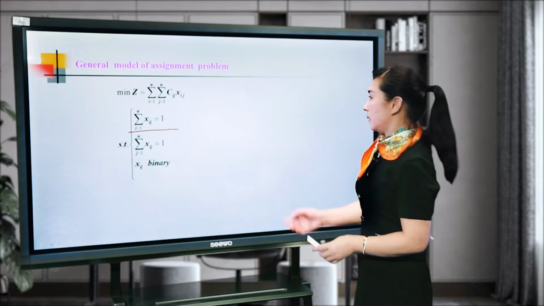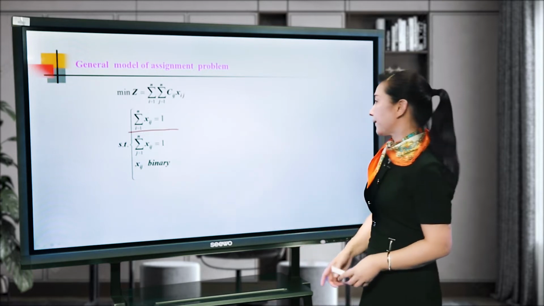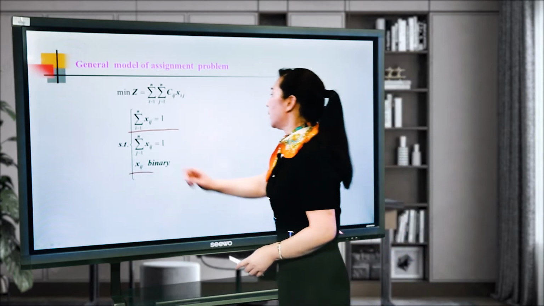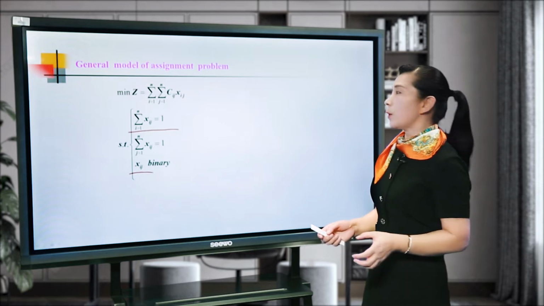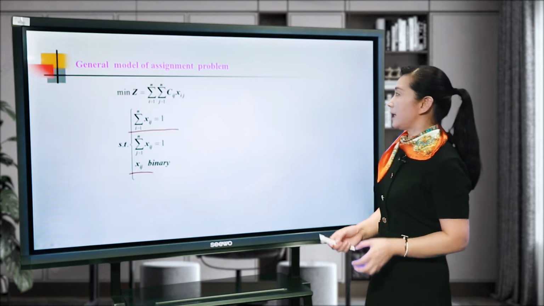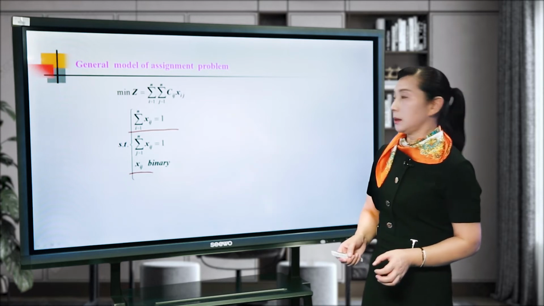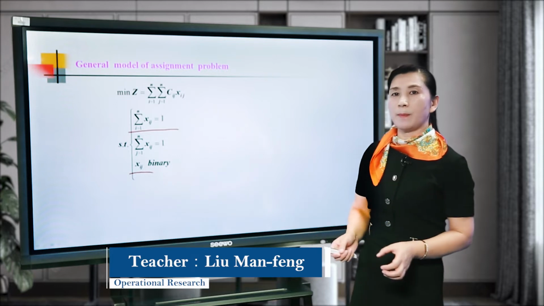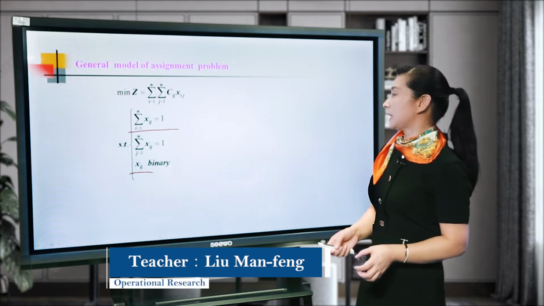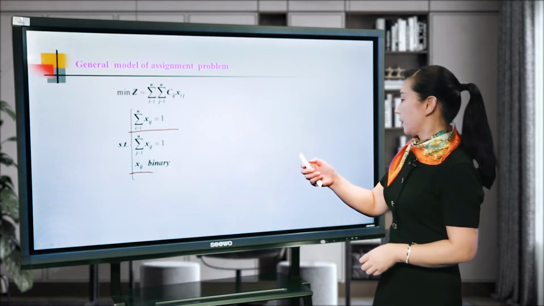This means each task needs only one worker to finish it, and the decision variable Xij is all binary. So this model is a BIP problem, and we solve it by the branch and bound method. But if you solve this model by branch and bound, its calculation is relatively large.